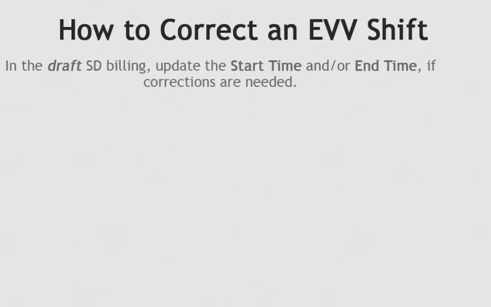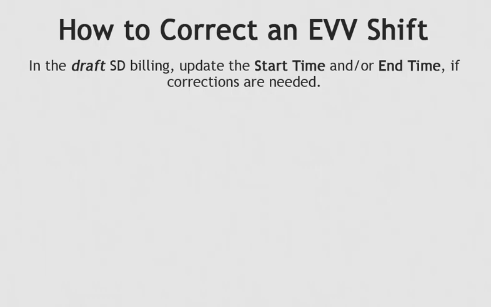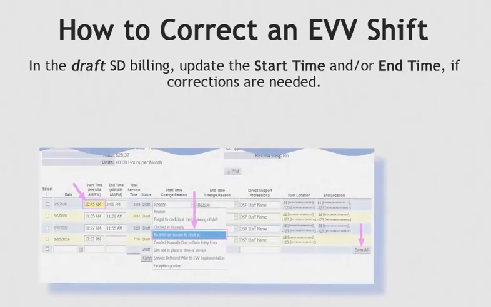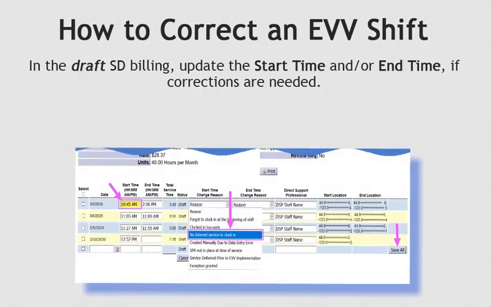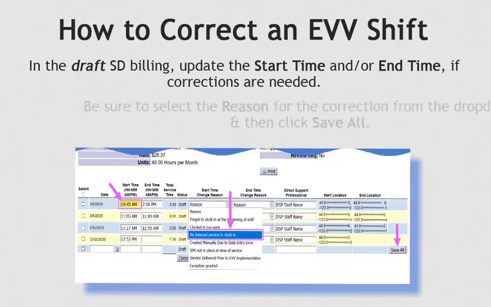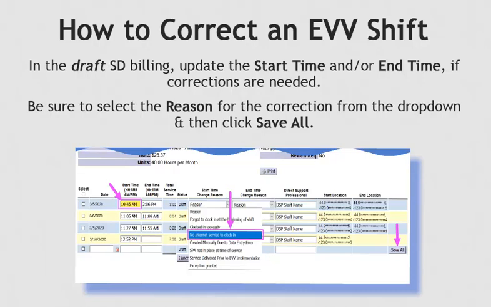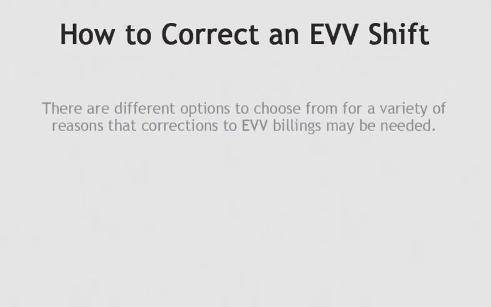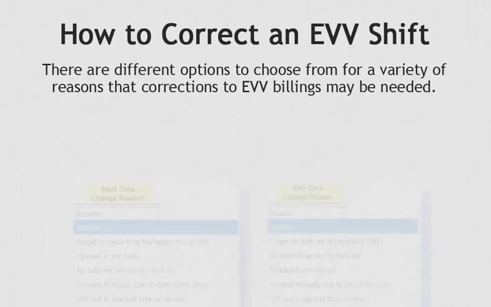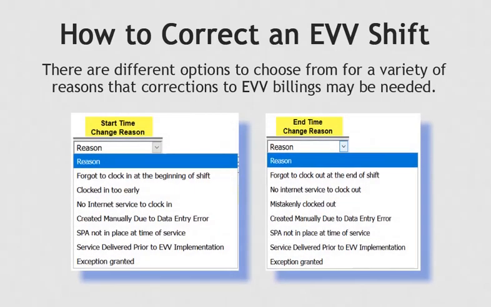If there are draft EVV SD billings that need corrections, you can make corrections to any data that is in open data fields. For example, you can correct or update the start time, the end time, or the DSP's name. If you make corrections to an EVV SD billing, you will also need to select a change reason from the available drop-downs, and then click Save All to save your changes. There are different change reasons available for agency providers to use when corrections to EVV SD billings are needed. Simply select the change reason that best describes the reason why the correction was made. Some change reasons may apply to a variety of situations.